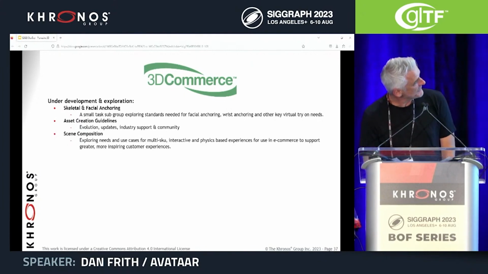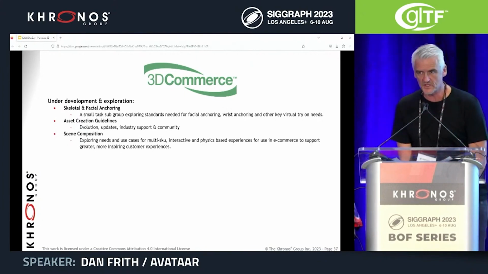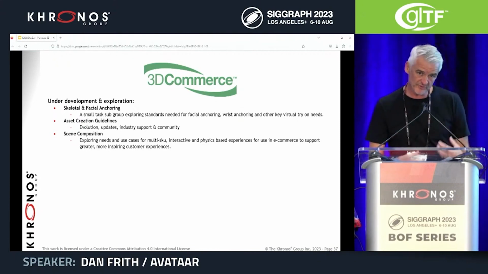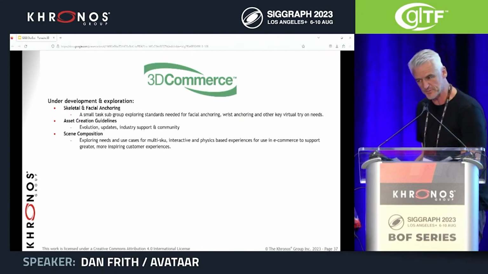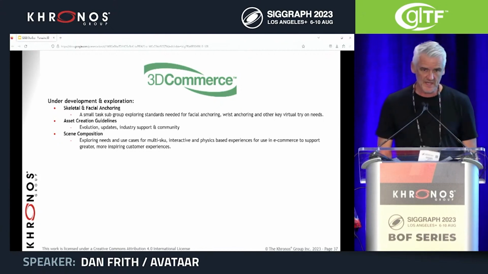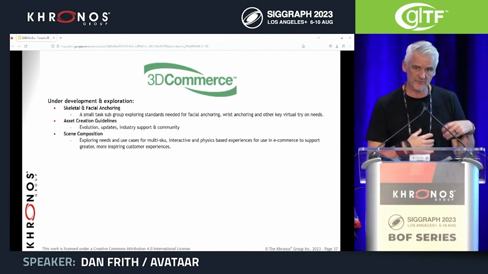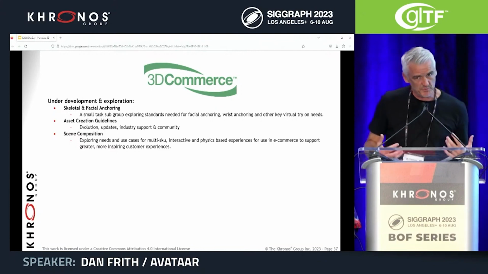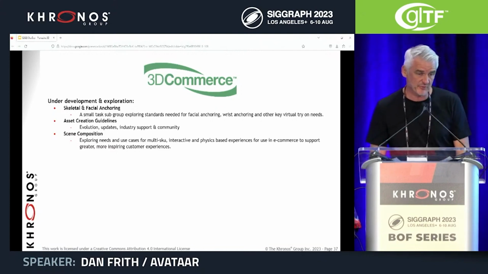And we've got scene composition. Alexey mentioned it earlier. We're now looking at how you build multi-SKU items in glTF and bring multiple items in together. And obviously from a 3D commerce perspective, that's really important to us. How do we bring multiple items into a scene, configure them, but still keep it efficient? And obviously we want to bring interactivity and physics into that if we can as well.